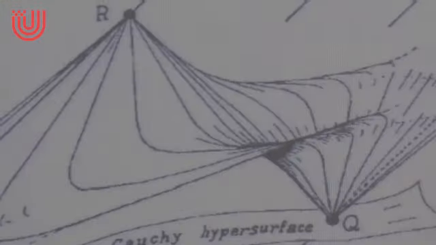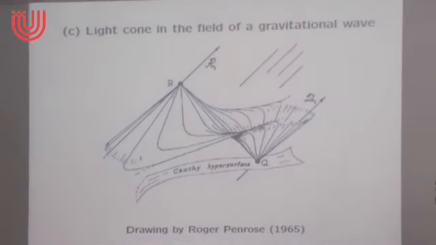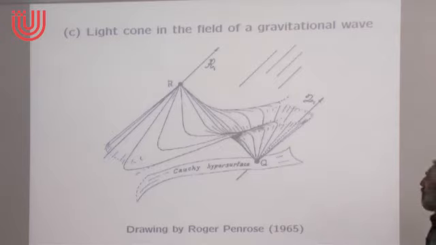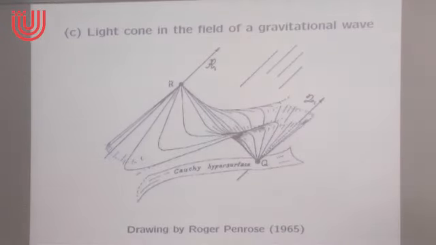So this was the second example. Now the third example. That's a famous light cone. That's a light cone in the field of a gravitational wave. So we have discussed here in the lecture gravitational waves only in terms of the linearized theory. But you can do gravitational waves in the full nonlinear theory. There are a couple of exact solutions, wave-like solutions of the gravitational field equation.